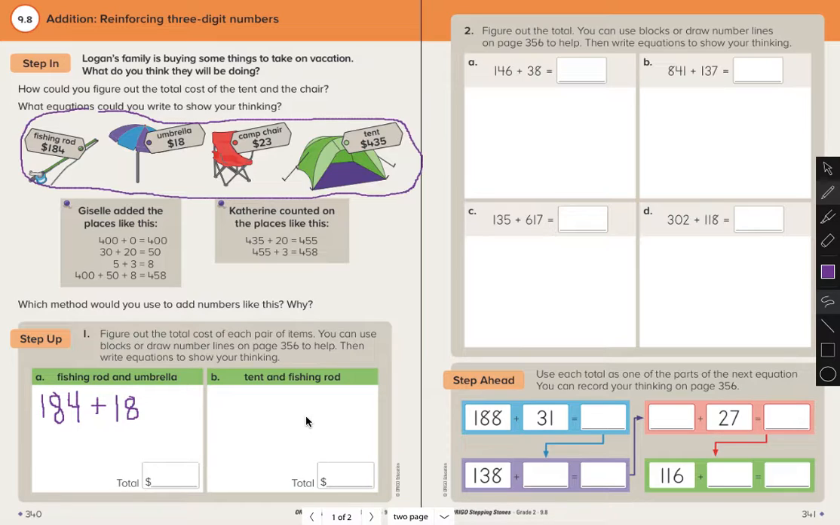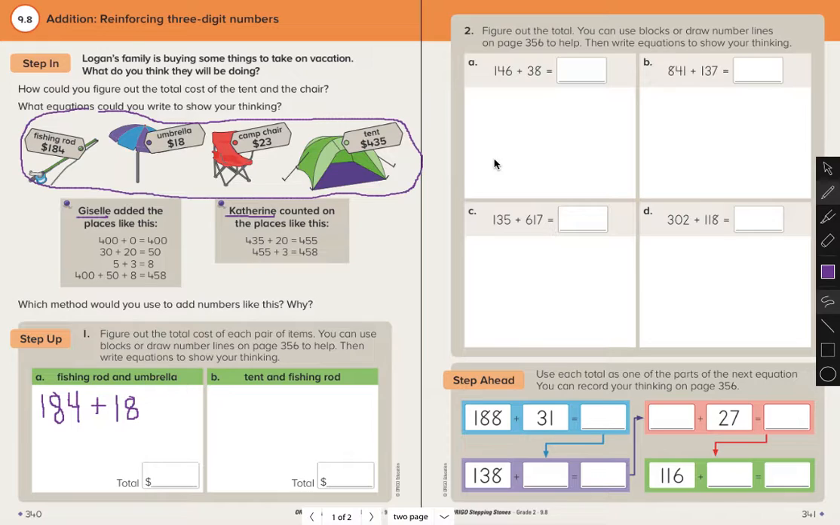Okay? On all of the equations today, you have the choice to either show your thinking with blocks, show your thinking with a number line, or show your thinking like Giselle or Catherine did in equations that break the numbers apart. Okay, it's completely up to you. Choose the way that works best for you. You don't have to do the same thing on every problem if you don't want to. You can switch it up. You can do more than one way if you want to check your answer. Okay, it's completely up to you. B is going to be the tent and the fishing rod.